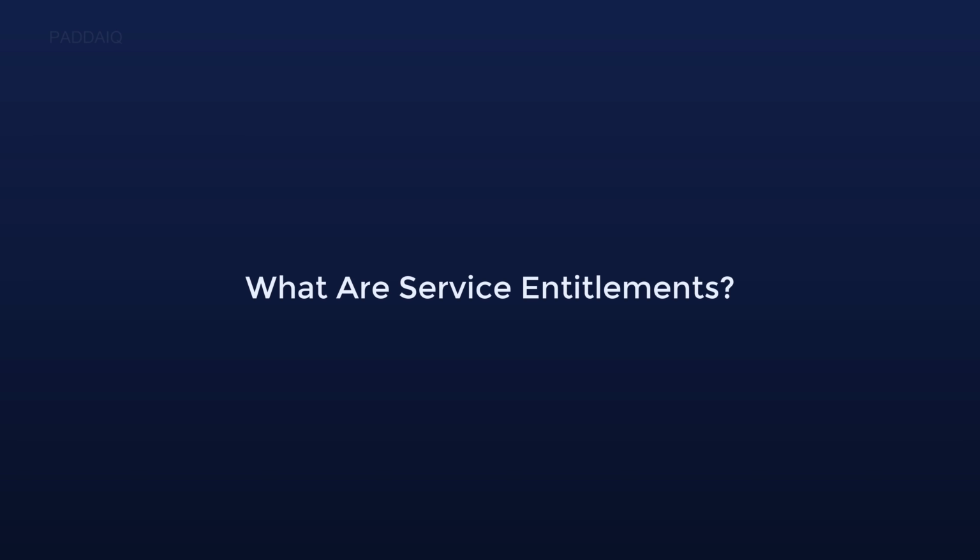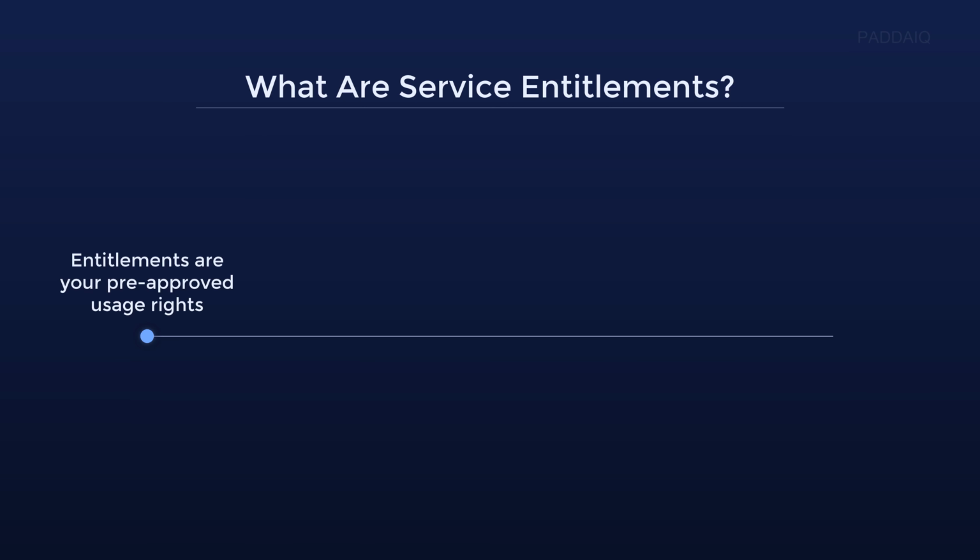Service entitlements define your access to BTP services. Entitlements are your pre-approved usage rights. This means you have permission to use specific SAP BTP services up to a certain limit. For example, if you are entitled to 1 GB of the SAP HANA Cloud Service, you can provision databases within that allocation. These rights are automatically granted and ready for you to activate and use immediately.